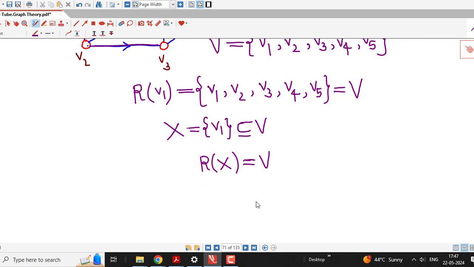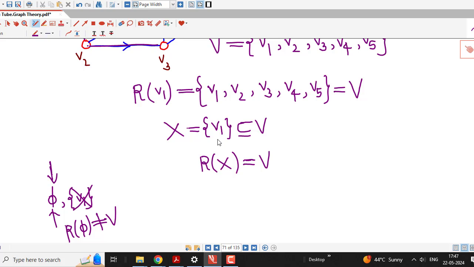And what are the subsets of capital X? So subsets of capital X here are empty set and X itself, and X is not a proper subset of X. So the only proper subset of X is empty set, and empty set does not satisfy this property, that is, reachable set of empty set is not equal to V.